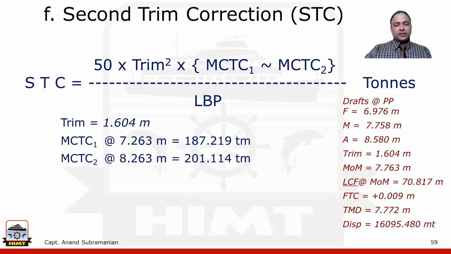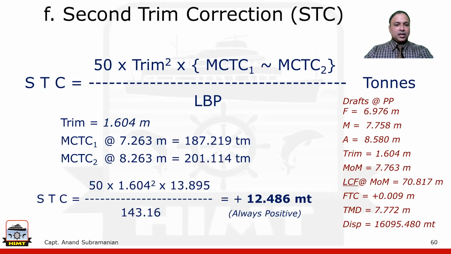Now this is 50 centimeters plus and minus. That is, we have the mean of mean draft 7.763. 50 centimeters less is 7.263. 50 centimeters plus for this is 8.263. So now we have the MCTCs, and we can put these values into our calculations and obtain the answer. And the answer we get is plus 12.486.